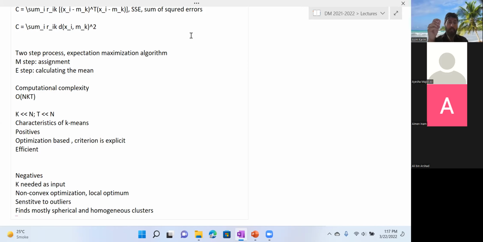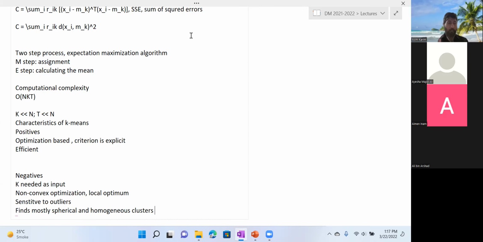Even if the data set does not have spherical clusters, it will find spherical clusters. And I can show you an example shortly on a slide. Just give me a second. So this is an advantage and disadvantage. Secondly, it does usually find clusters that are more or less of the same size, homogeneous size.